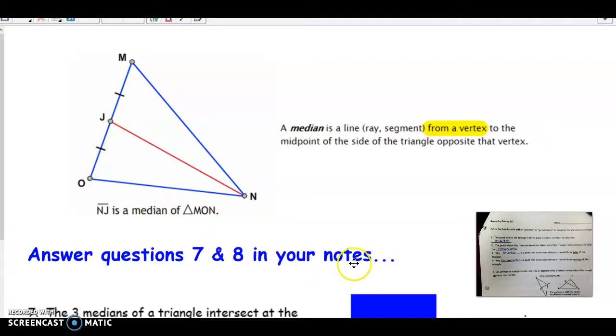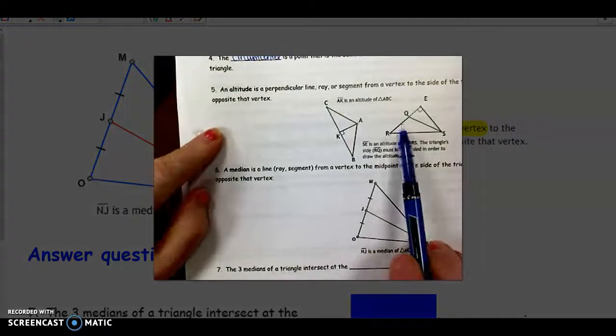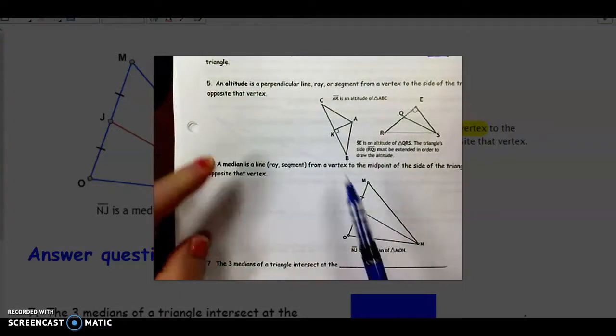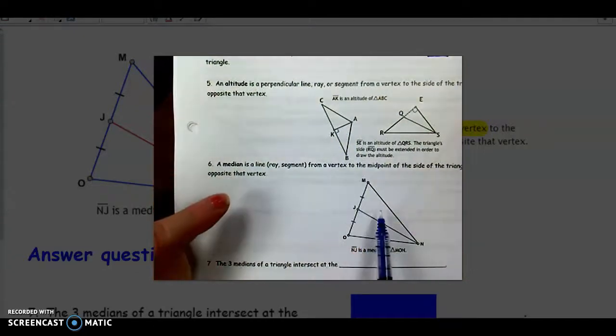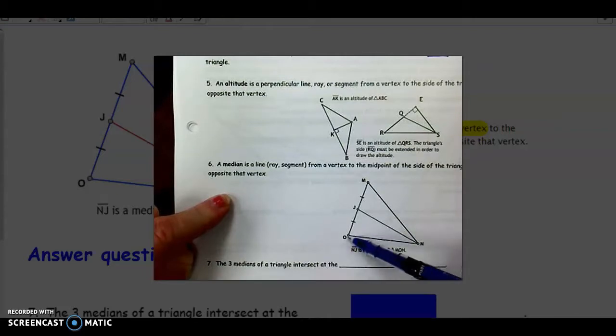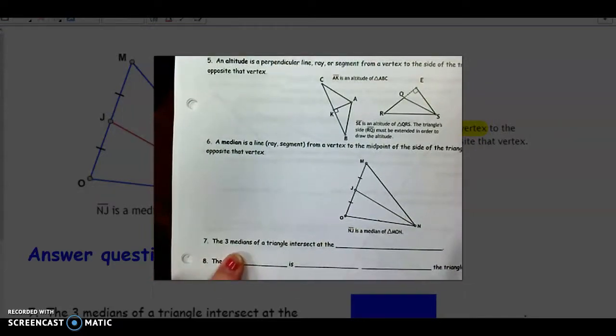Now, questions 7 and 8 in your notes, you have here the definition of an altitude and the definition of a median. Again, all triangles would have 3 altitudes and 3 medians. I could draw a median from point M that goes to the midpoint of this side, and from O that goes to the midpoint of this side. Here is some important information about the medians.